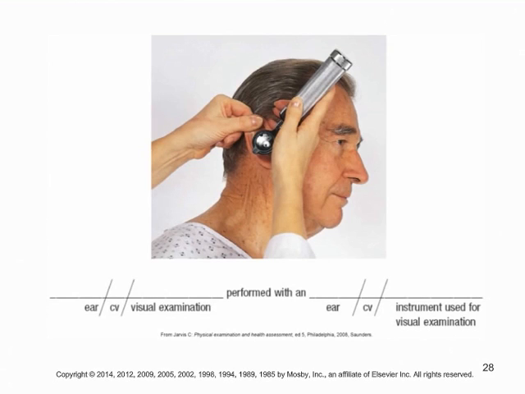This is just kind of a review picture here. So we have a visual examination of the ear is performed with the instrument used for visual examination of the ear. If you think back to the previous slide, this would be otoscopy, performed with an otoscope.